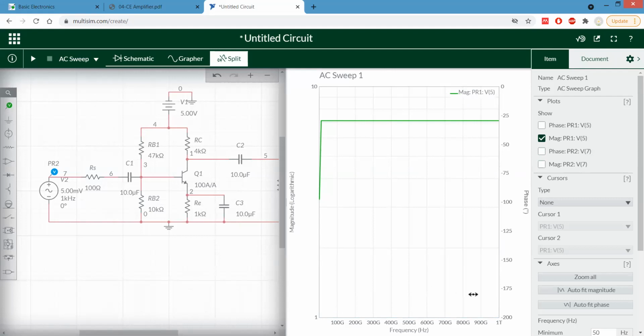Basically, it is frequency response. AC sweep is basically frequency response. It will show the magnitude of that output signal in this case, and as well as if we want, the input signal. So basically, gain is the ratio between these two, the maximum of this output and input signal.